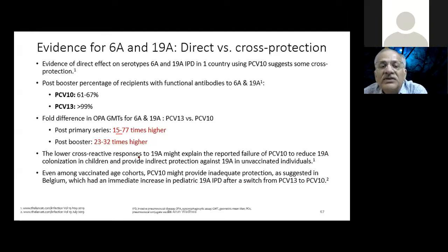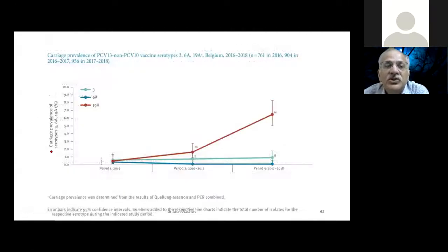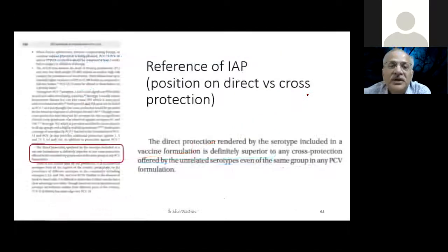Because the lower levels did not provide long-lasting cross protection, and did not provide herd effect also. Even in the vaccinated cohort, PCV10 might provide inadequate protection, as suggested in Belgium. And this is the Belgium study I'll show you: when they shifted from PCV13 to PCV10, the red line is 19A. You can see an exponential rise in the incidence of 19A as soon as they shifted from PCV13 to PCV10.